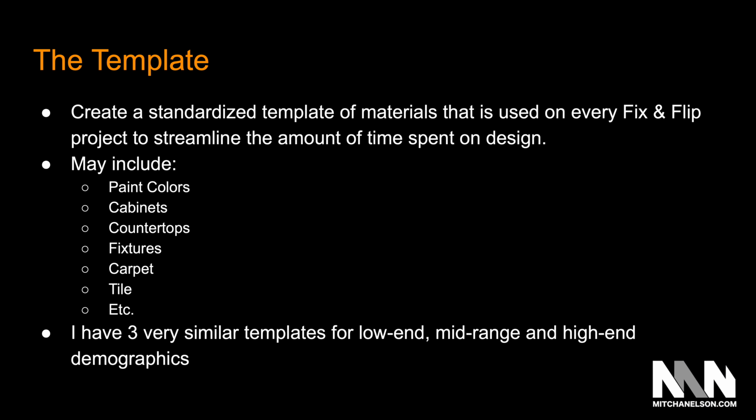It may include paint colors, cabinets, countertops, plumbing and electrical fixtures, which would include light fixtures, carpet, tile. I talked about in the last module how I use the same toilet in every bathroom, no matter what. It cost me $100 at Home Depot. Like that, that's what we want to do as we're creating this template.